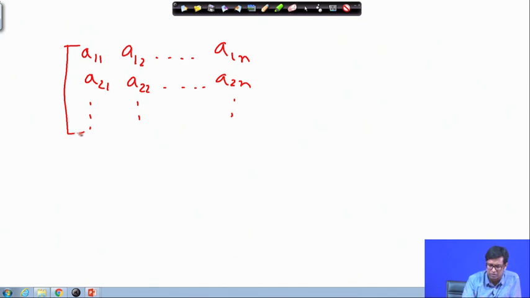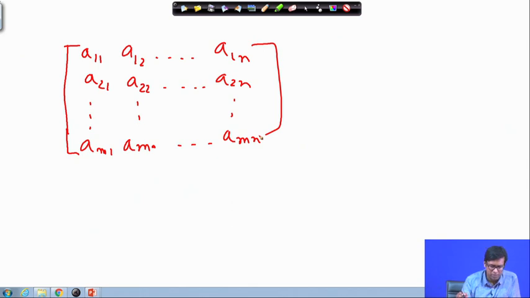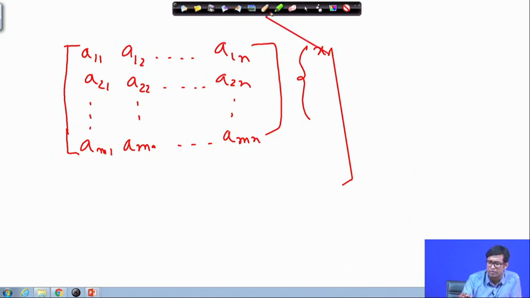And the last entry, Am1, Am2, and it goes up to Amn, and this is multiplied with the column vector. Now, I know that there are n columns in A, therefore, x will have n rows from the matrix multiplication, the rule of matrix multiplication.